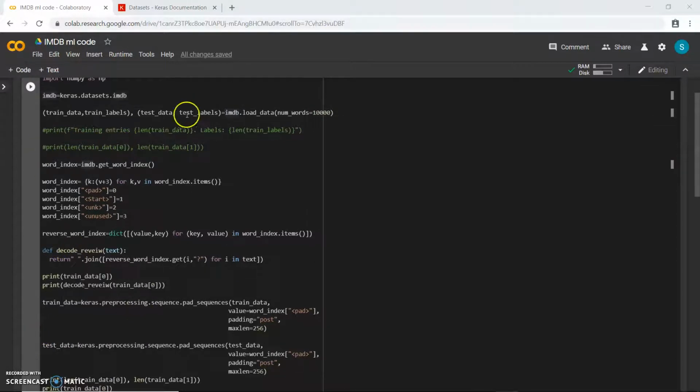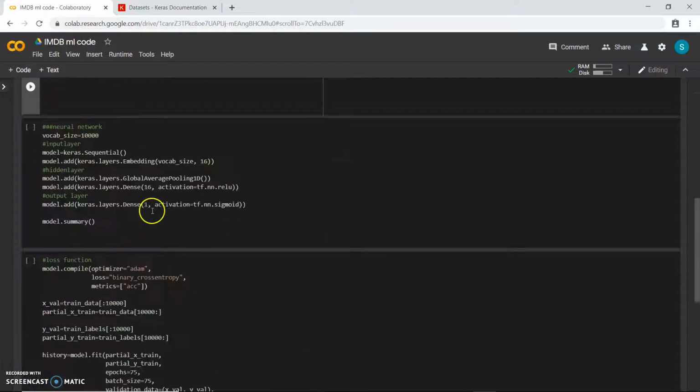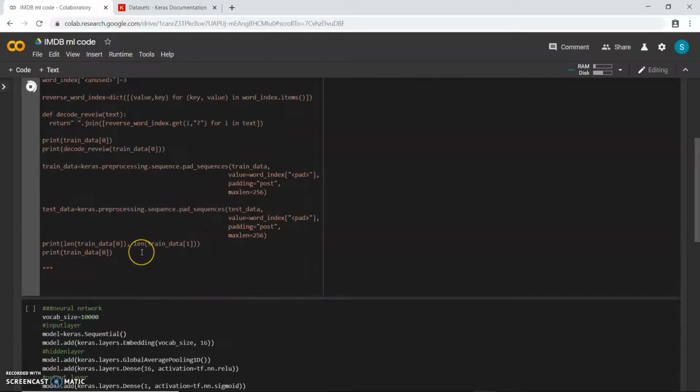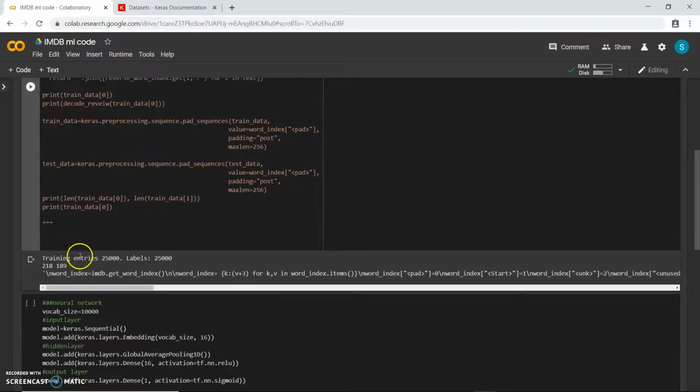So now I'm just going to show you guys what this really did. I'm just going to print out two statements right here. Just comment this out. Probably going to take a while. So right here it shows us our training entries of 25,000, and along with that the 25,000 labels.